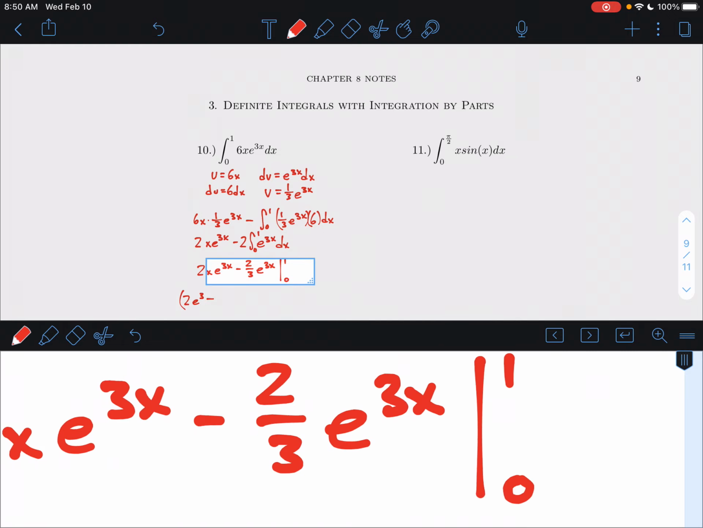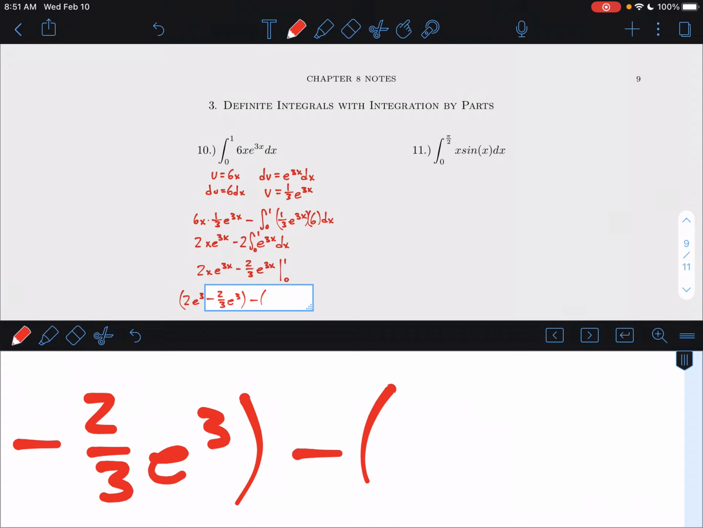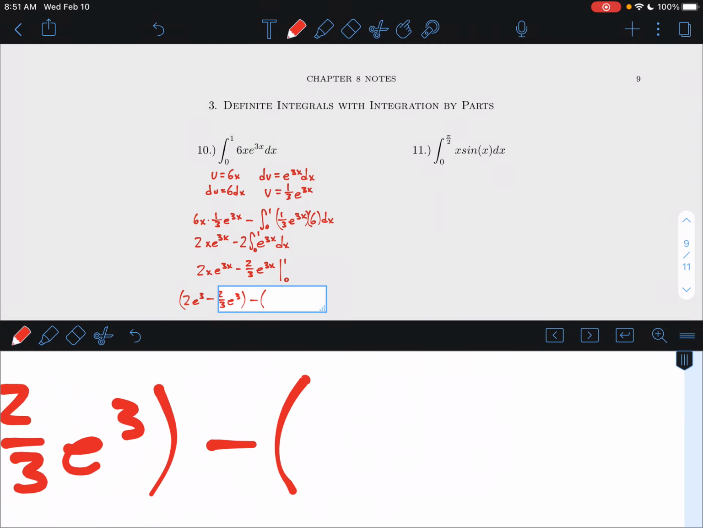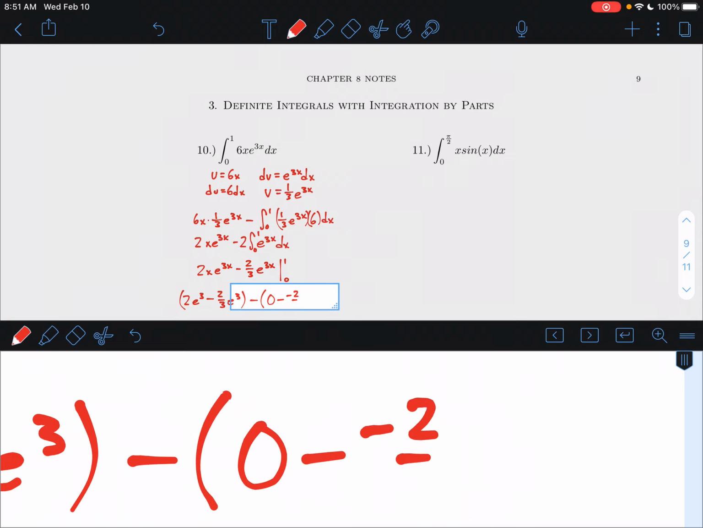Minus 2/3 e to the 3rd. Minus, then I'm going to plug in 0. Well, I know that that x there is going to turn into 0, so that turns into nothing. So I have 0 minus, and then 3 times 0 is 0. e to the 0 is 1, so minus 2/3. Or wait, no, it's just 0 minus 2/3, my bad. Yeah, 0 minus 2/3.